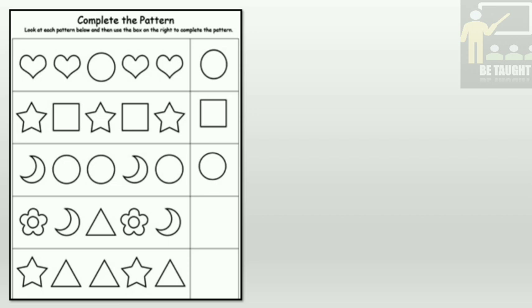The next one, again it is a flower, a crescent moon, a triangle. So again a flower is there, then a crescent moon is there, and then a triangle will be there. The last one, a star is given, two triangles are given, again a star is given. So the next will be the pattern of a triangle.